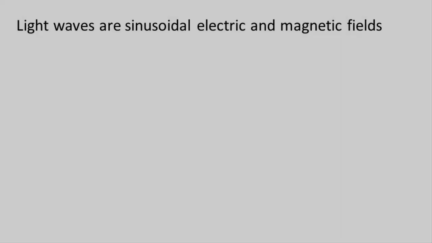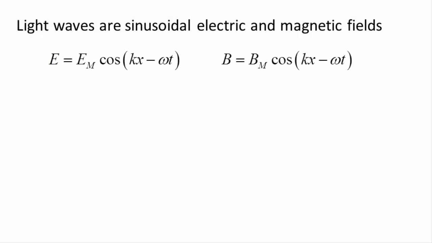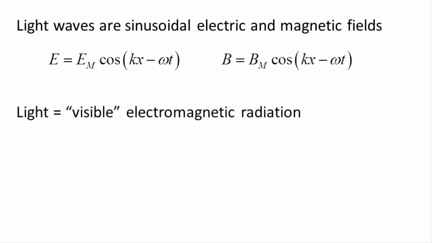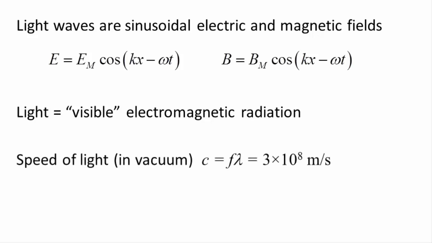In summary, light is a traveling sinusoidal wave of electrical and magnetic fields of a given wavelength and frequency. Light is the electromagnetic radiation that falls in the range of 400 to 700 nanometers in the electromagnetic spectrum. We see this visible radiation as colors ranging from violet to red. The speed of light through space or a vacuum is constant at 3 by 10 to the 8 meters per second.